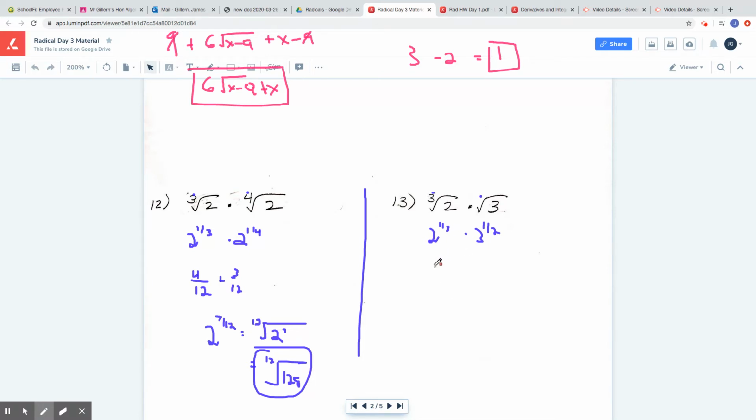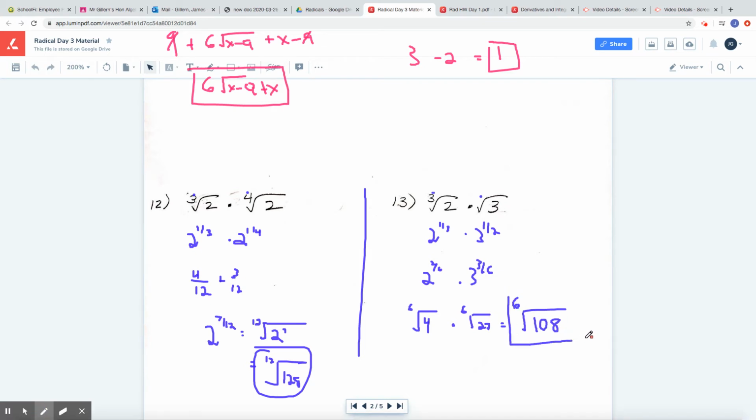So watch what happens. If I made this the 6th, right? 1/3 is 2/6, correct? 1/2 is 3/6. So I can rewrite this as the 6th root of 2 squared, which is 4, times the 6th root of 3 cubed, which is 27. Since they have the same root, I can now multiply, and my final answer is 4 times 27, or 2 squared times 3 cubed, which is 108. 6th root of that.